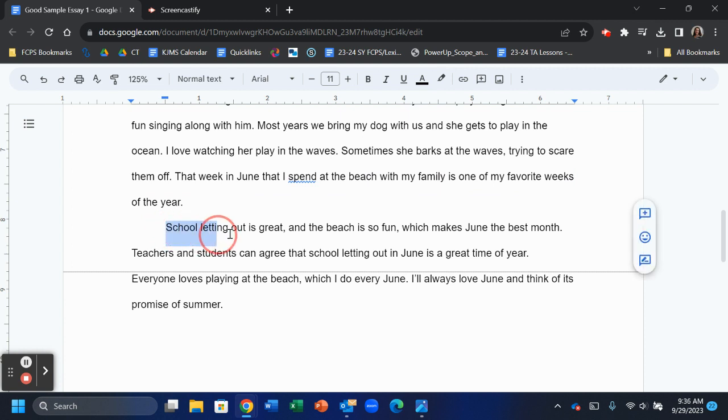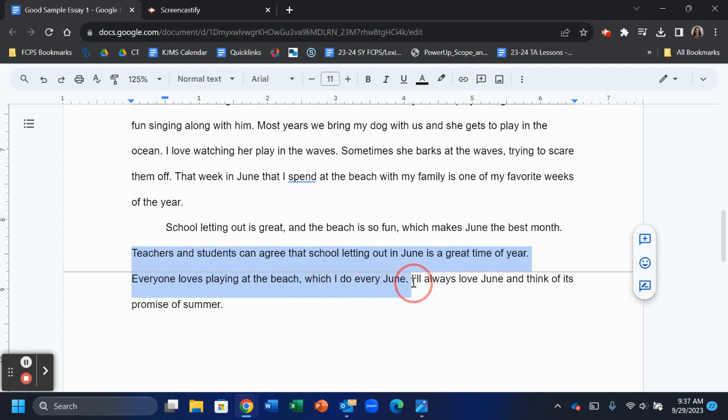So, school letting out is great, and the beach is so fun, which makes June the best month. This is the same thing as my thesis statement, but in slightly different words. Teachers and students can agree that school letting out in June is a great time of year. Everyone loves playing at the beach, which I do every June. This is me summarizing my argument.